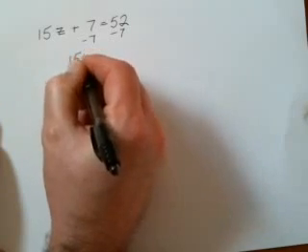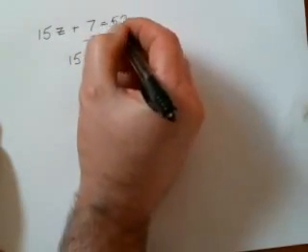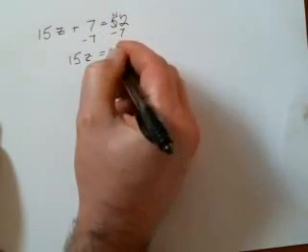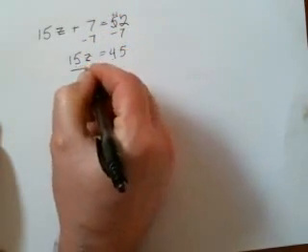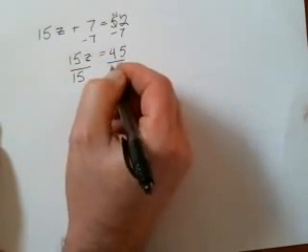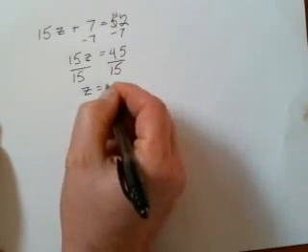Now I have 15z is equal to 52 minus 7. It's a 4, 12. I get 5. I get 45. Divide both sides by 15 to get z by itself. And then I get z is equal to 3.